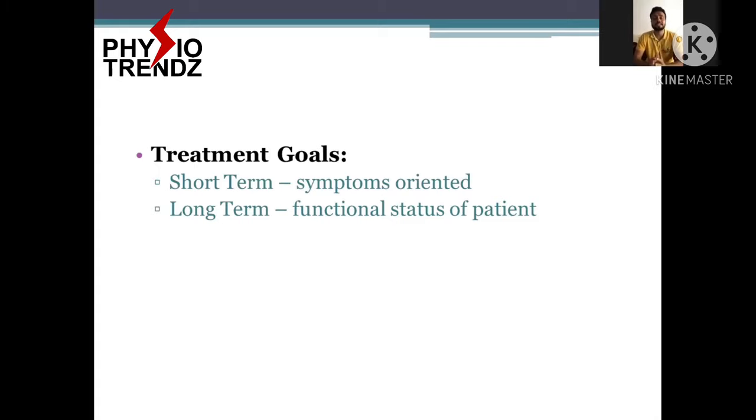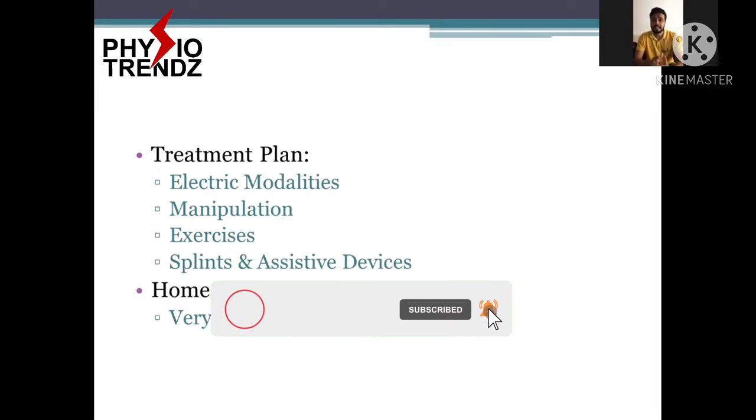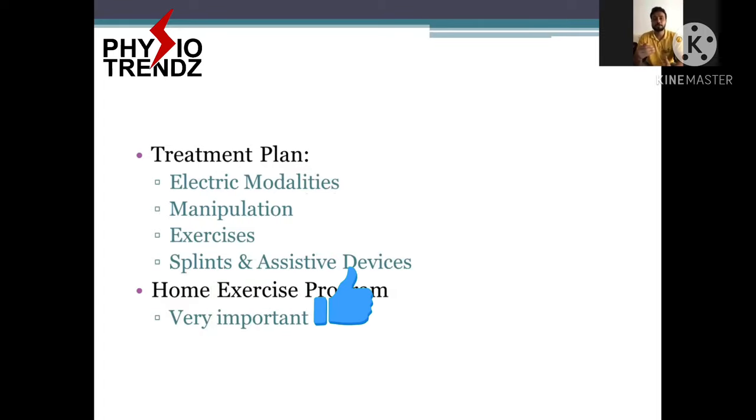And long-term goals include the functional status of the patient, like how the patient used to work before the injury. At the same level of functional status, we have to make the patient function. That will be our long-term goal in physiotherapy management. Next point is how to plan the treatment. So treatment is planned in four sections.